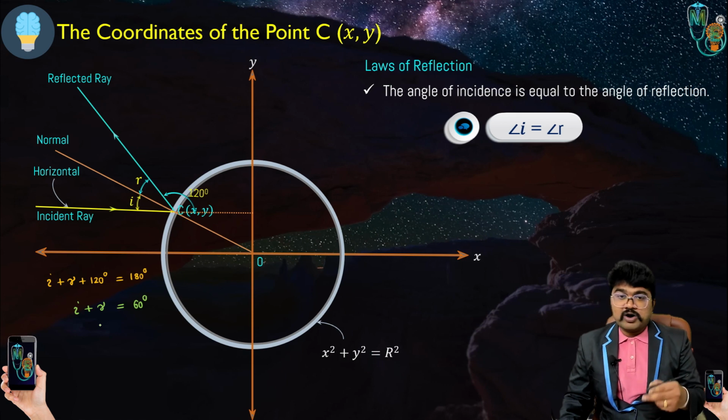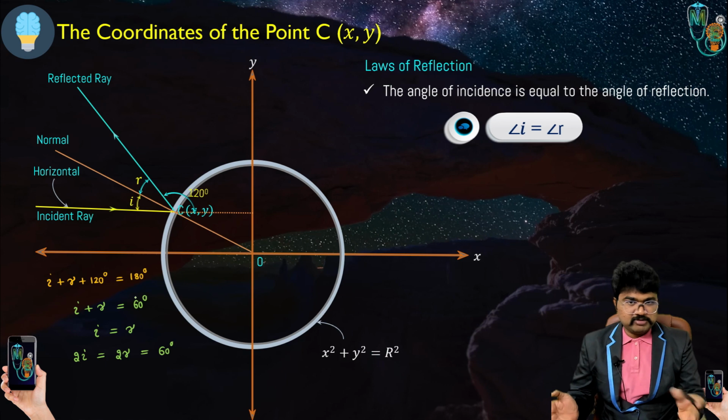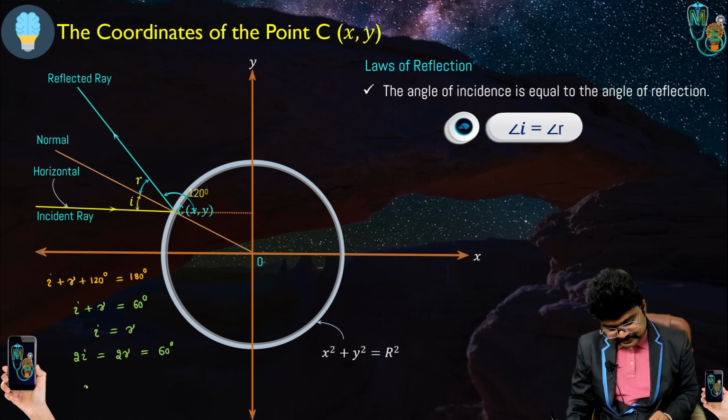We already know the law of reflection: I equal to R. From that we can write, I equal to R means what? Here 2I equal to 2R equal to 60 degrees. If I equal to R, then I and R will be 30 degrees. Very simple. I equal to R equal to 30 degrees.